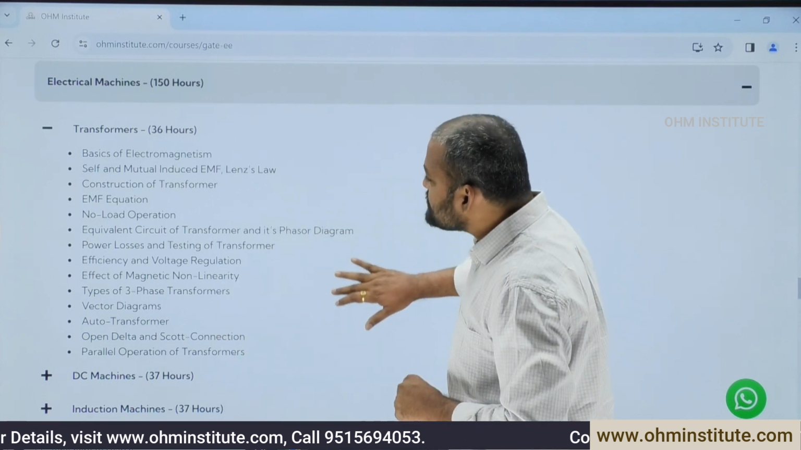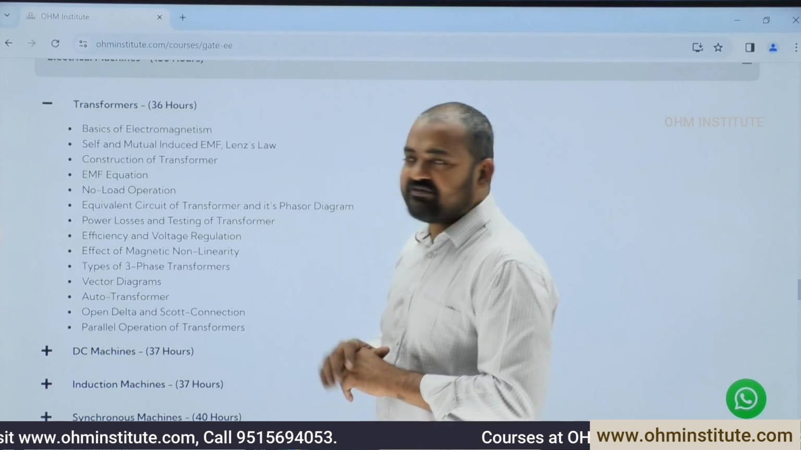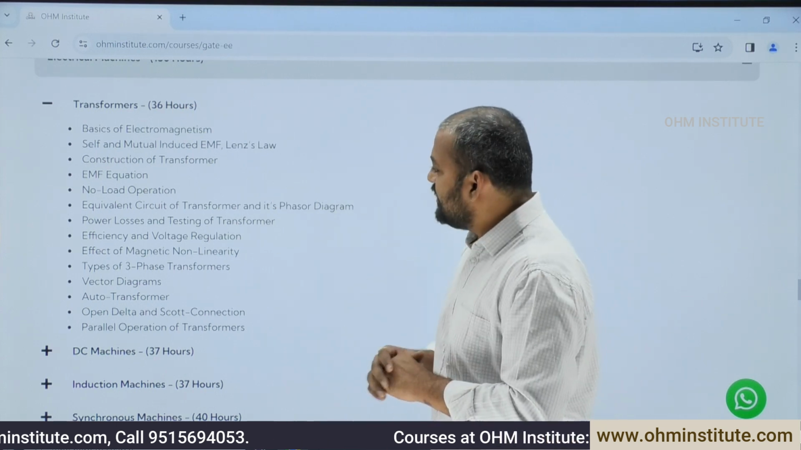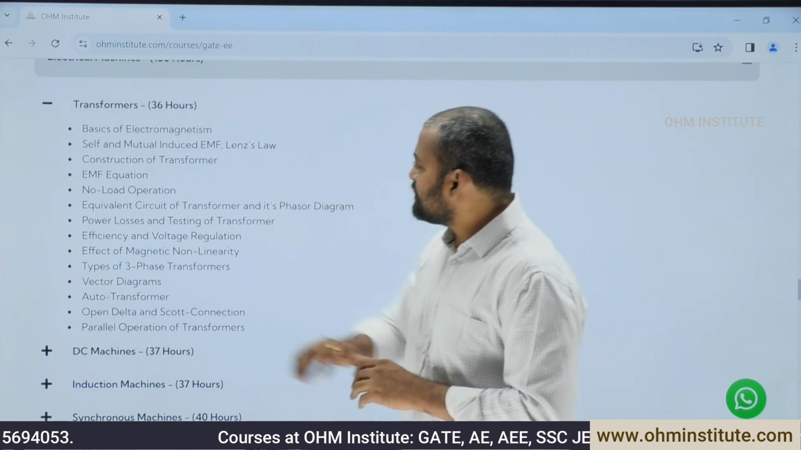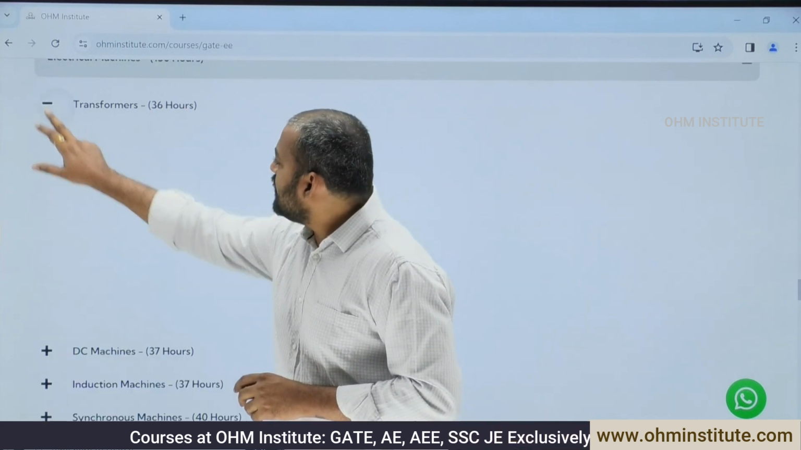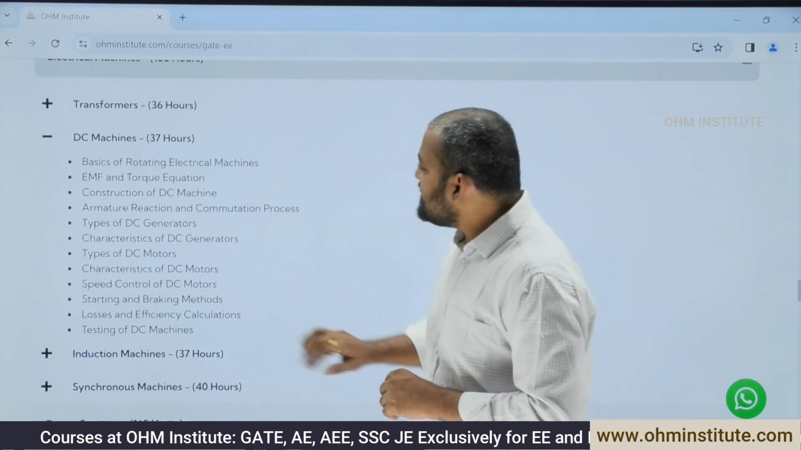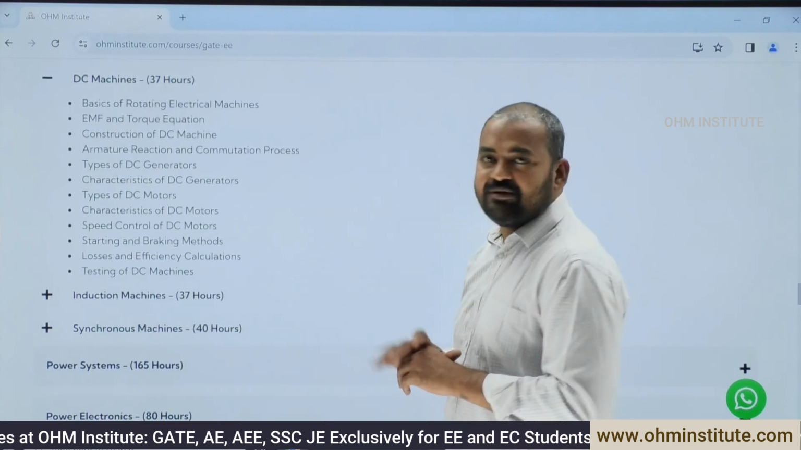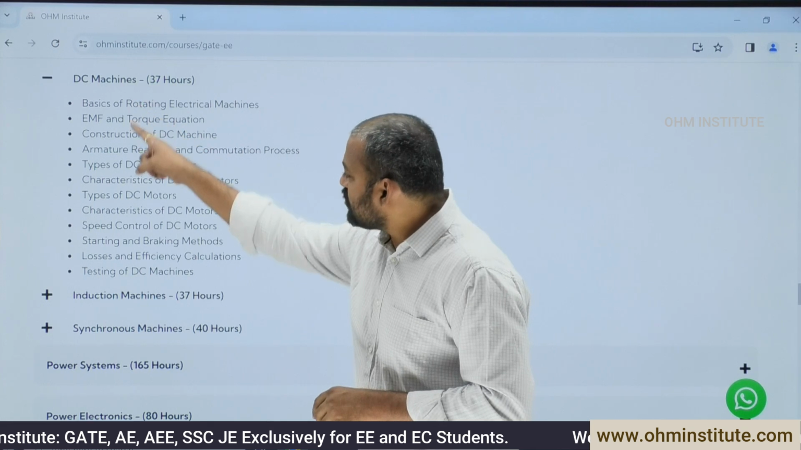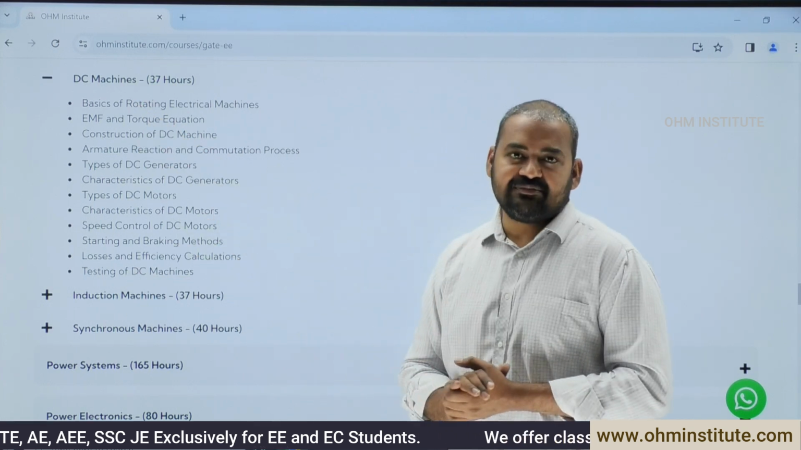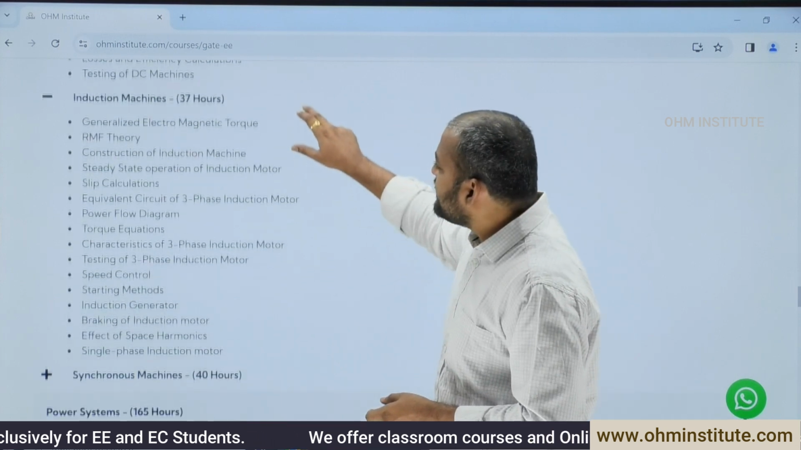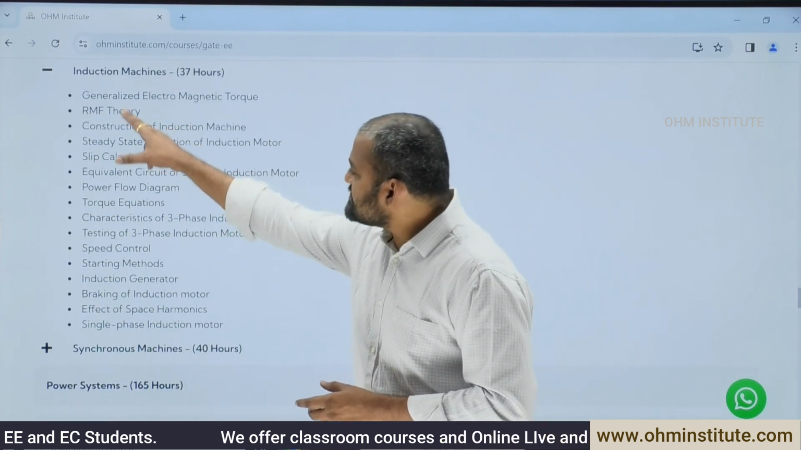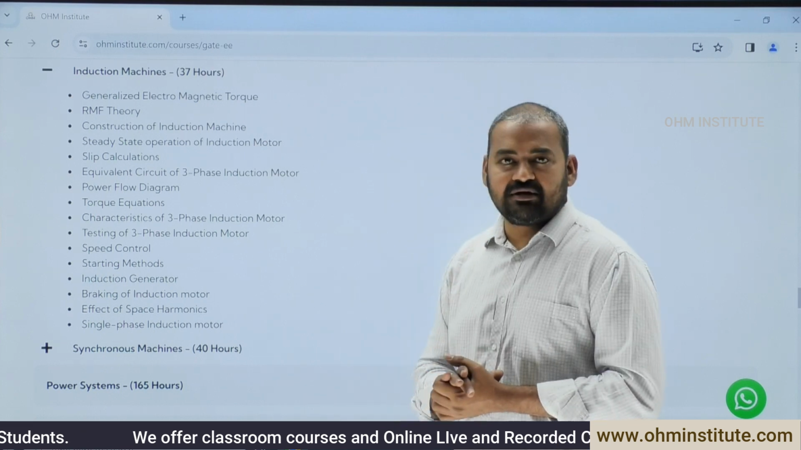So transformers, approximately around 36 hours we are going to spend, and these are the subtopics that you need to learn from the transformers course. And then we have DC machines. DC machines, around 37 hours we are going to spend, and these are the topics that we are going to cover in the DC machines course. We have induction machines, around 37 hours we are going to spend, and these are the subtopics that we are going to learn in induction machines.